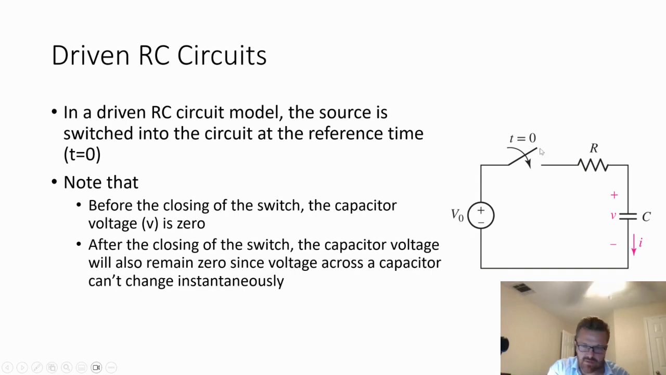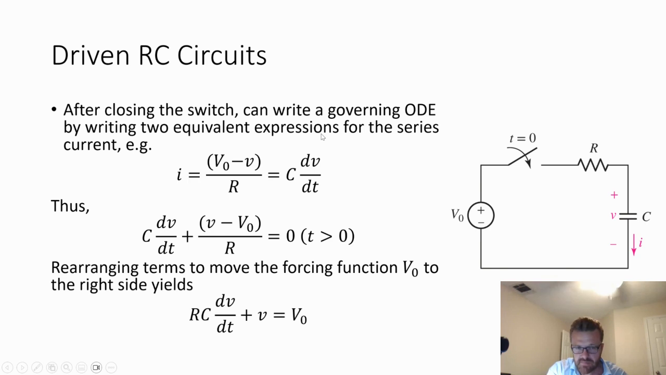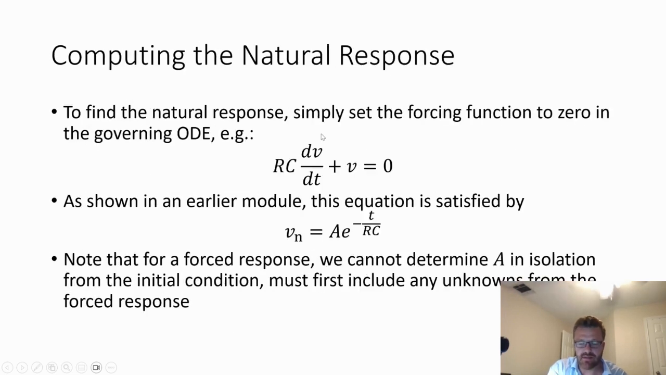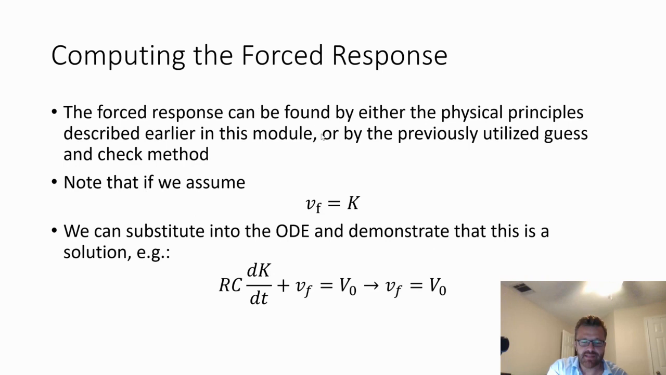Typically the way these are drawn is the source is switched on at the reference time t = 0. If you think about the underlying physics, before that source is switched on, assuming nothing has ever been turned on before, the initial voltage across the capacitor is going to be 0. And since a capacitor prevents the voltage from changing instantaneously, even at the 0 plus condition, when it's immediately switched, that voltage will remain at 0.